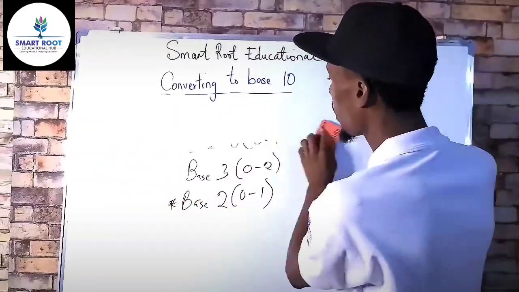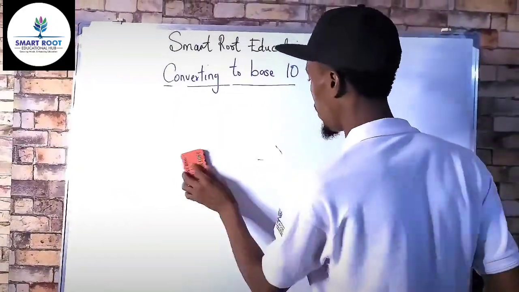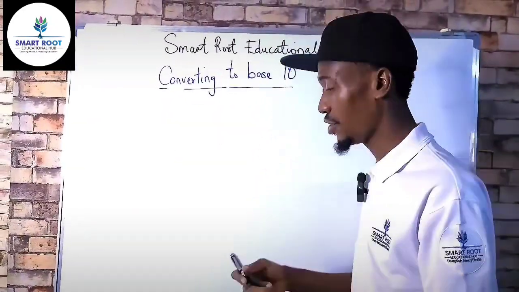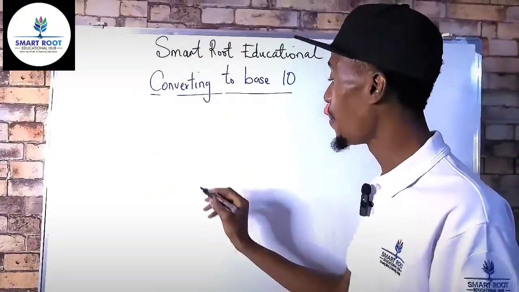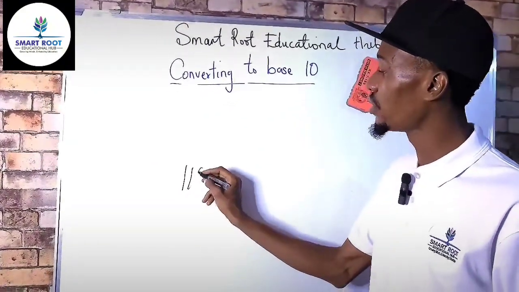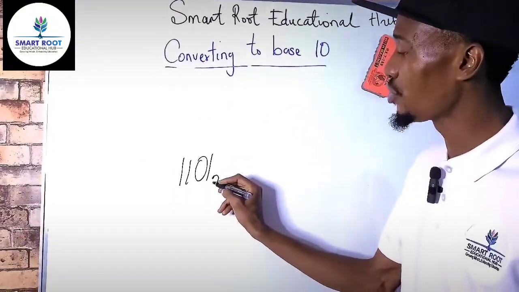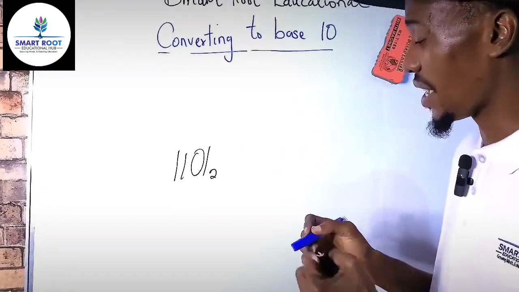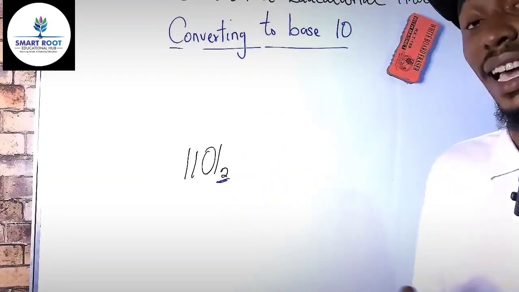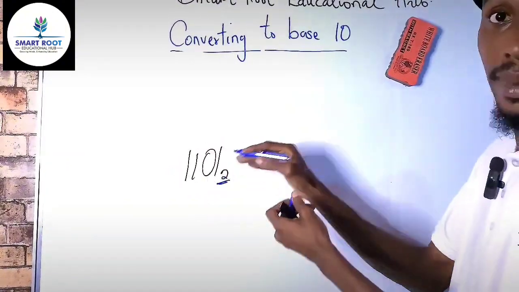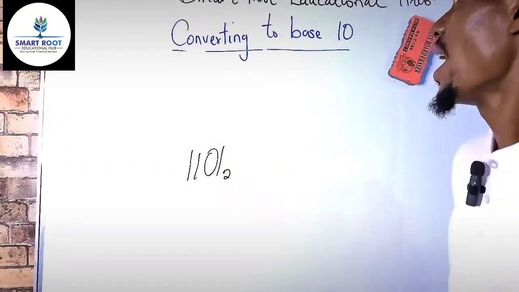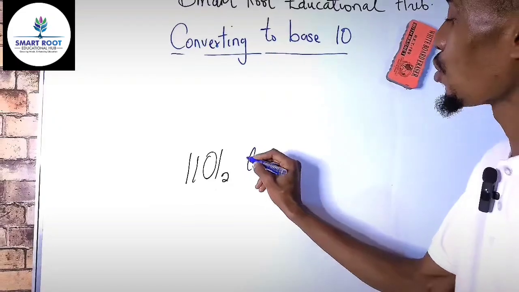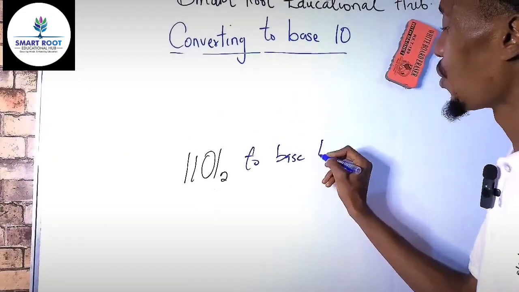Okay, so quickly, let's go to base 2. Let's get a number in base 2. Let's say we have this number, 1101 in base 2. As you have observed, I had to write the base here, right? That's the base, the 2 there shows that this number is in base 2. And now I want to convert to base 10. So what do I do?